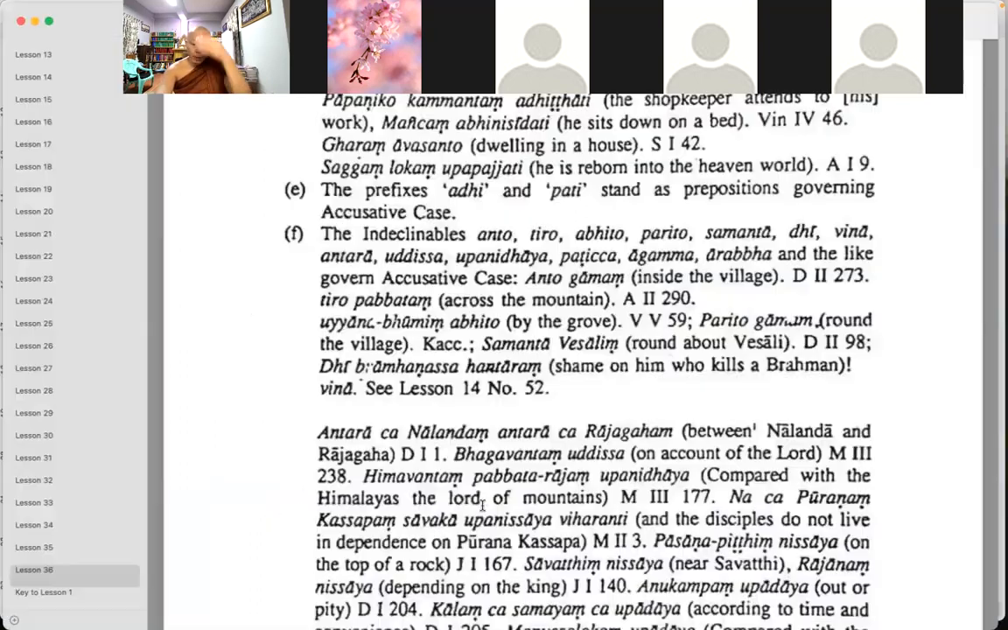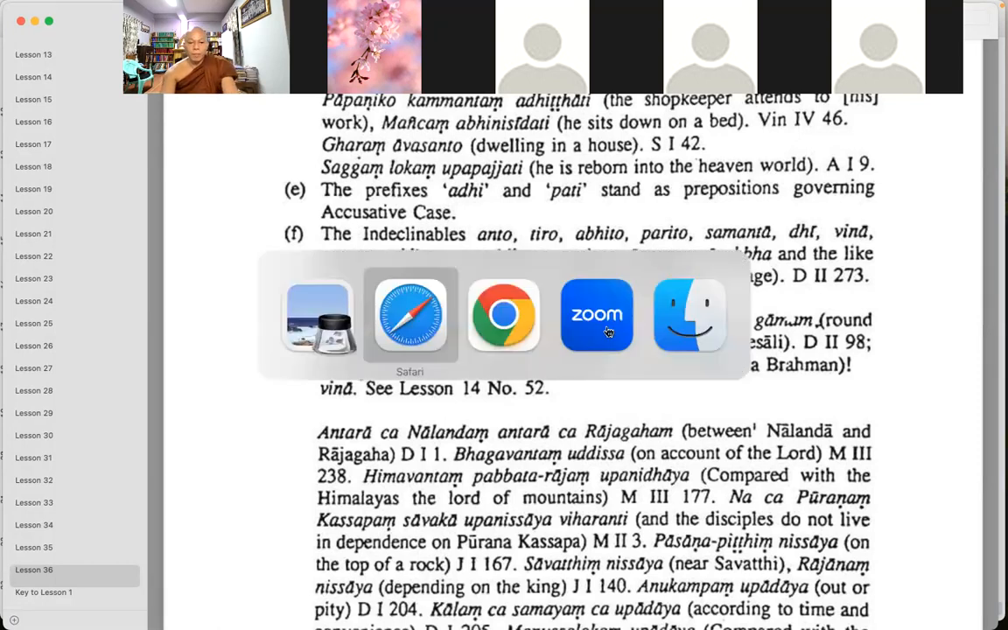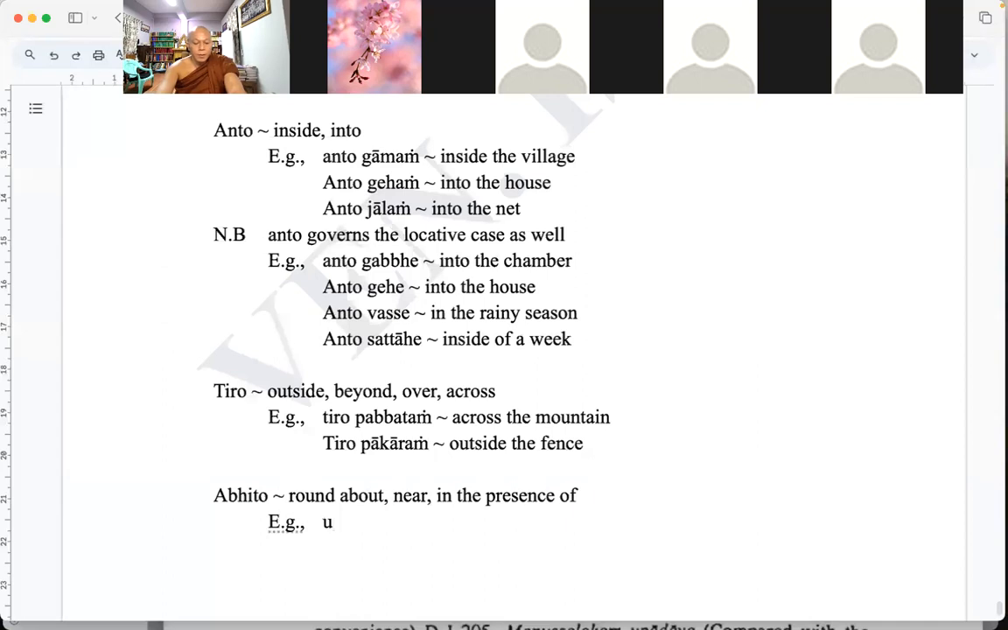So now, an example in Pali, easy. What is it? Oyana bume abito. Maybe the order can be changed. Oyana bume abito, by the grove or near the grove. Or abito oyana bume. So the order can be seen in this way. So oyana bume abito means by the grove or near the grove. Okay.